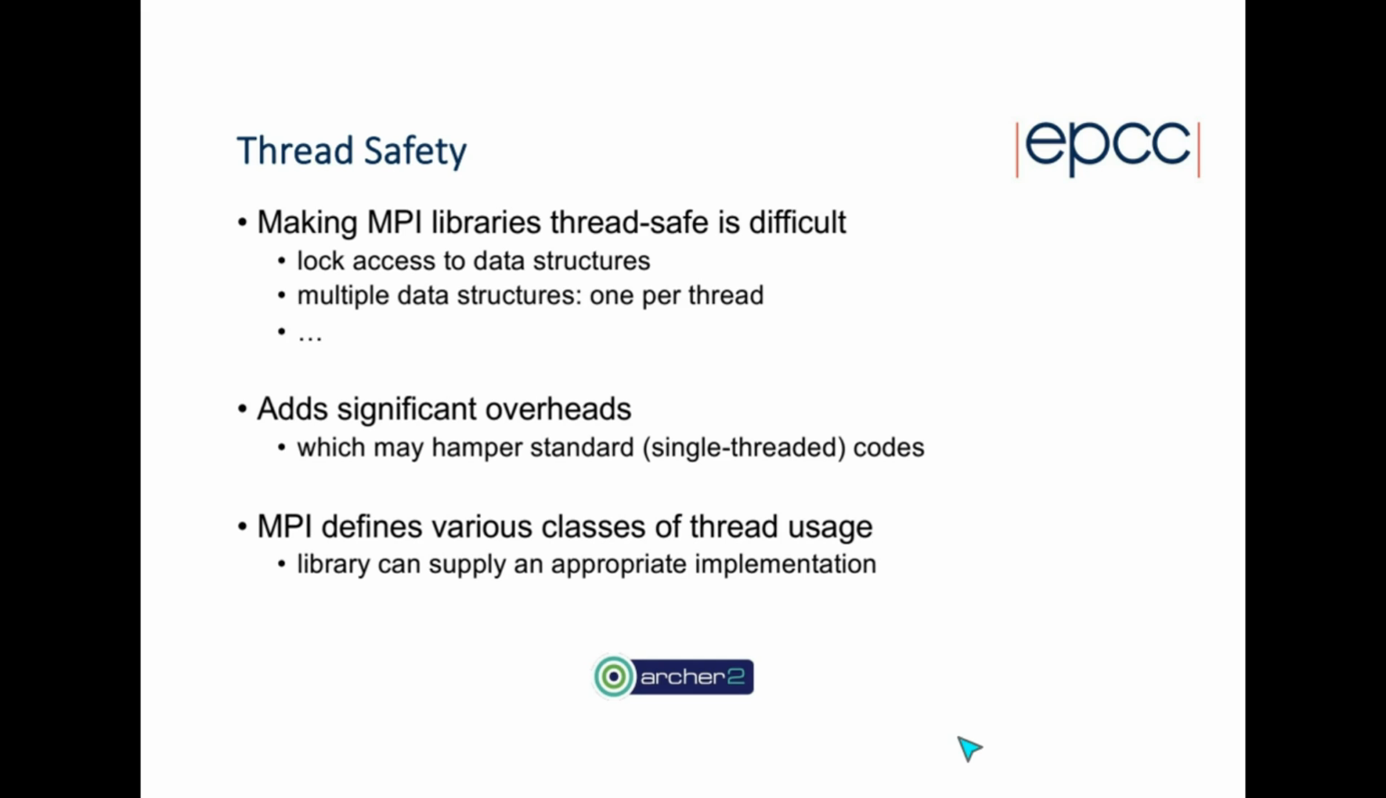Okay, this is a definition of thread safety. There is no good universal definition of thread safety. What I mean in this case is: is it safe for multiple OpenMP threads to make concurrent calls to the MPI library? Can I have more than one thread active inside the MPI library at the same time, without any adverse consequences on correctness? Performance is a different matter.